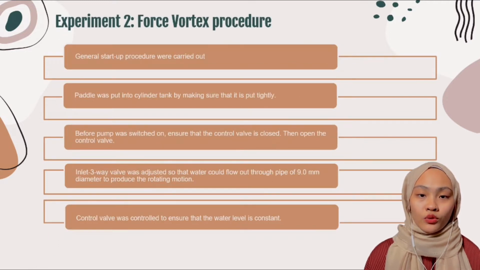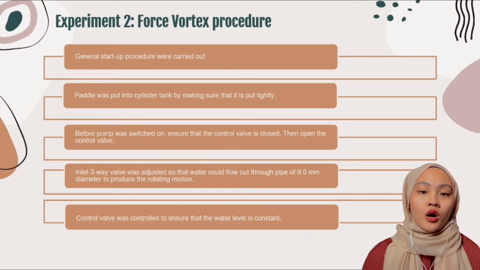For experiment 2, as usual, the start-up procedure will be carried out, and this is where we are going to use the paddle that is put in the cylinder tank, which must be put in tightly. Close the control valve before switching on the pump. Then, open the control valve. To let the water flow out through the 9 mm diameter, adjust the three-way valve so that it produces the rotating motion. Adjust the control valve to ensure the water level is constant.